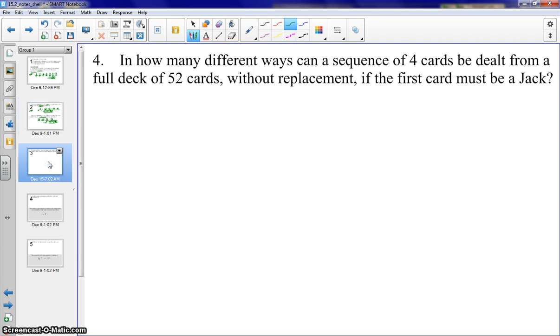Number 4, how many different ways can a sequence of 4 cards be dealt from a full deck of 52 cards without replacing if the first card must be a jack? So again, it's a sequence, so we're referring to order. We have 4 different spots that we're trying to fill. The first one must be a jack.